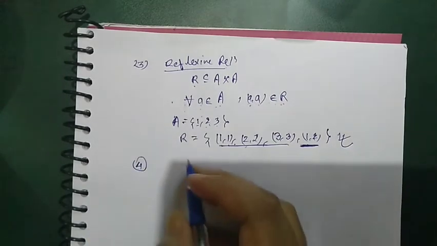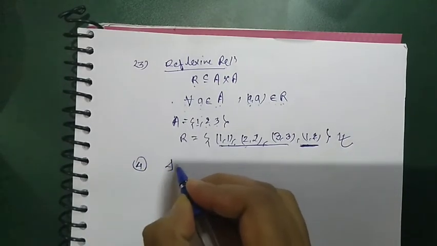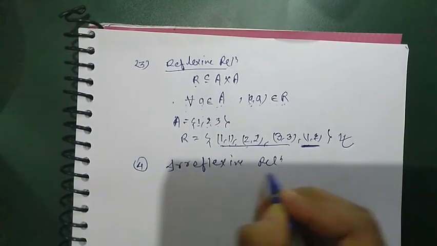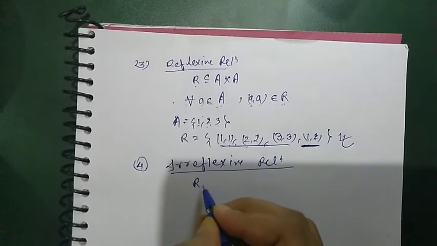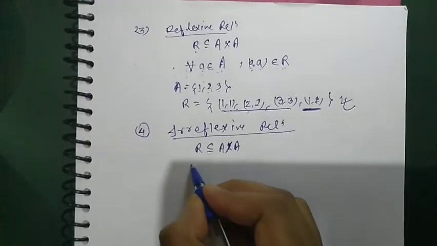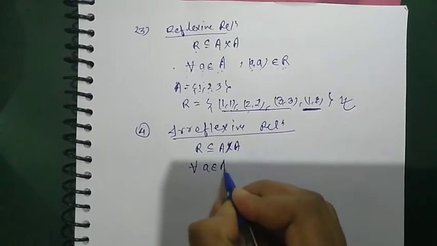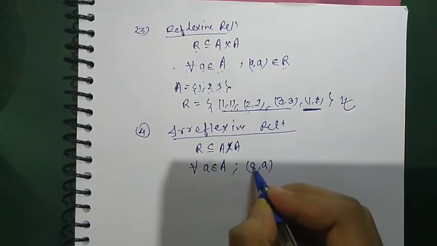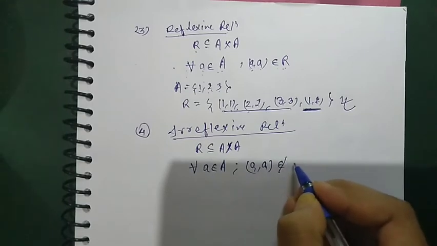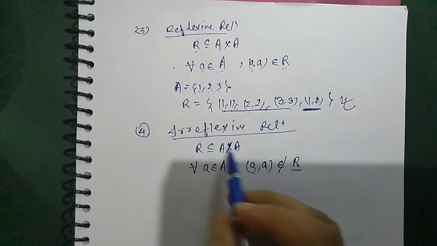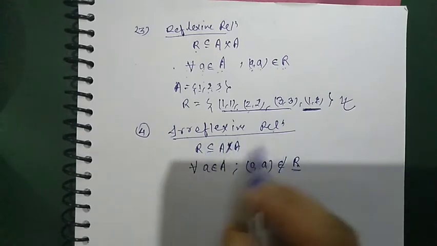The fourth type of relation is the irreflexive relation. Here R is a relation on the set A, so R is a subset of A cross A. If for all a belongs to capital A, the ordered pair of the type (a, a) doesn't belong to this relation R, then this relation R will be called an irreflexive relation.